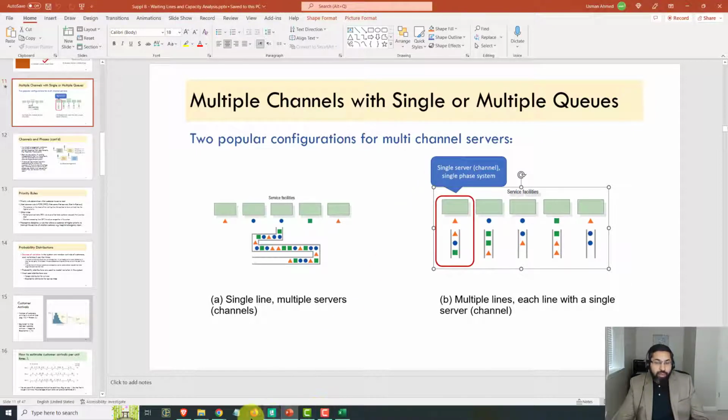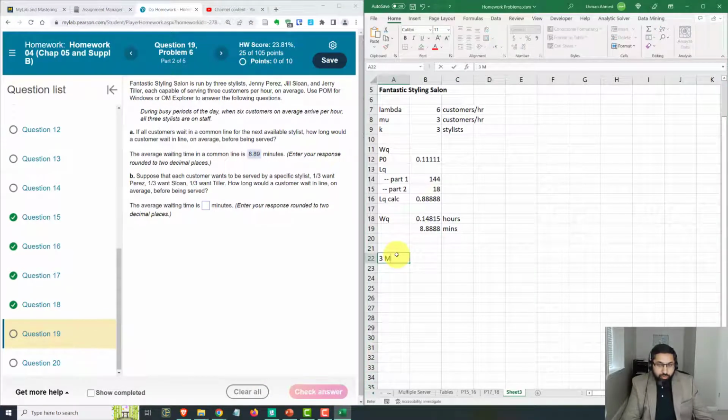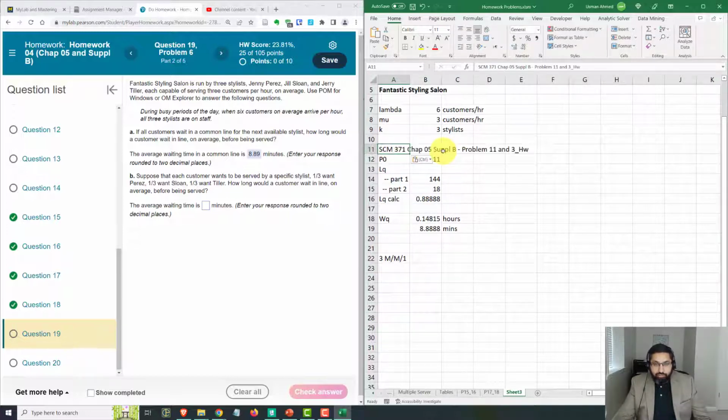Okay. So let's go back to the problem. So now we're going to do 3 MM1 systems. That's always an alternative, and this was an MMK system. So instead of MMK, which is k equals 3, instead of MM3, we now go to the alternative, which is 3 MM1 systems. Okay. The average waiting time is this.